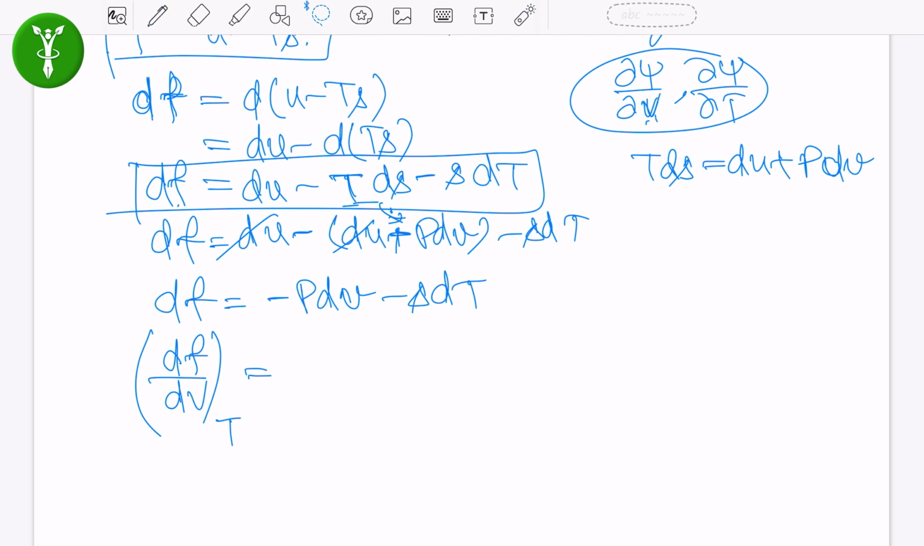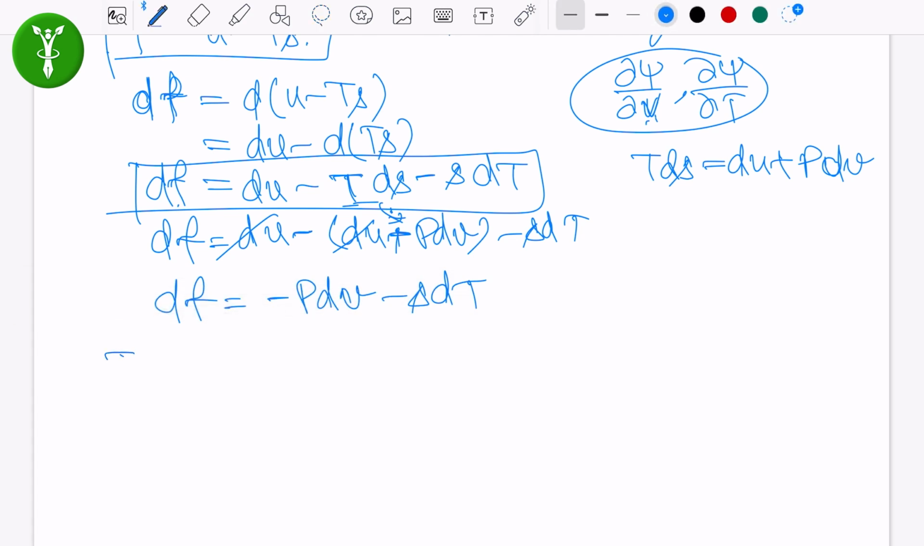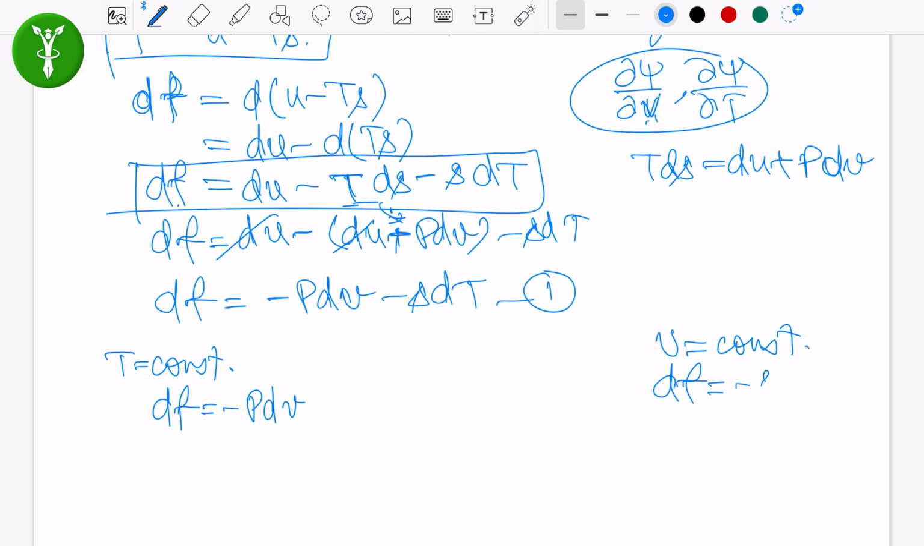If I simplify this, let me write it like this. For temperature constant, we can write equation 1 as dF is equal to minus PdV, and for volume constant we can write it like this: dF is equal to minus SdT. So del F by del V at constant temperature is equal to minus P.